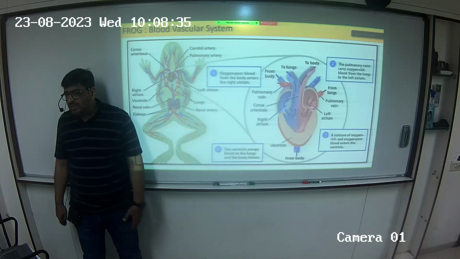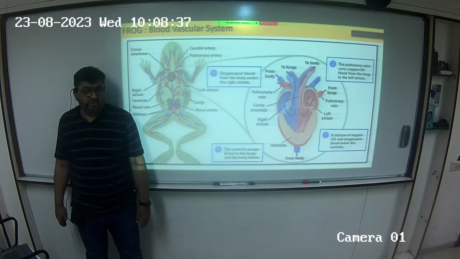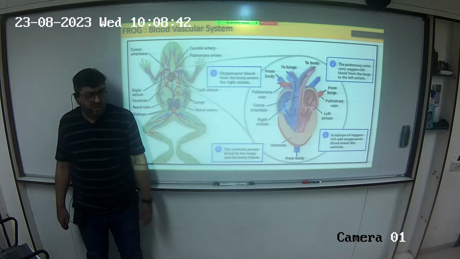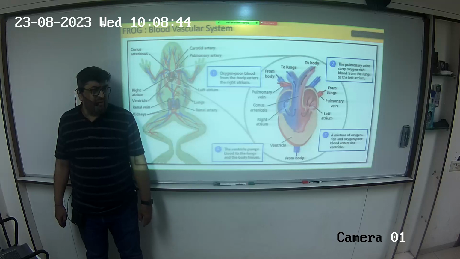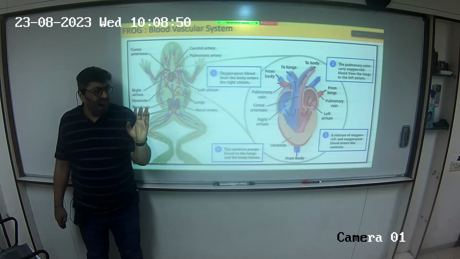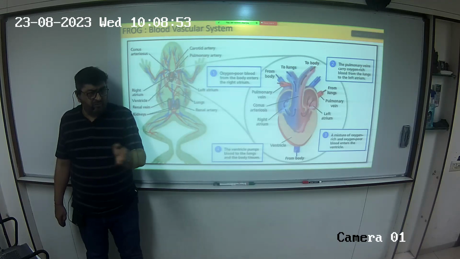Now, circulatory system in case of frog, right? Obviously we have studied that frogs have a three-chambered heart. Three-chambered heart में two atria, one ventricle. Basics of circulation आपको पता है, right? You are doing circulation right now. You have not reached there, I think so.